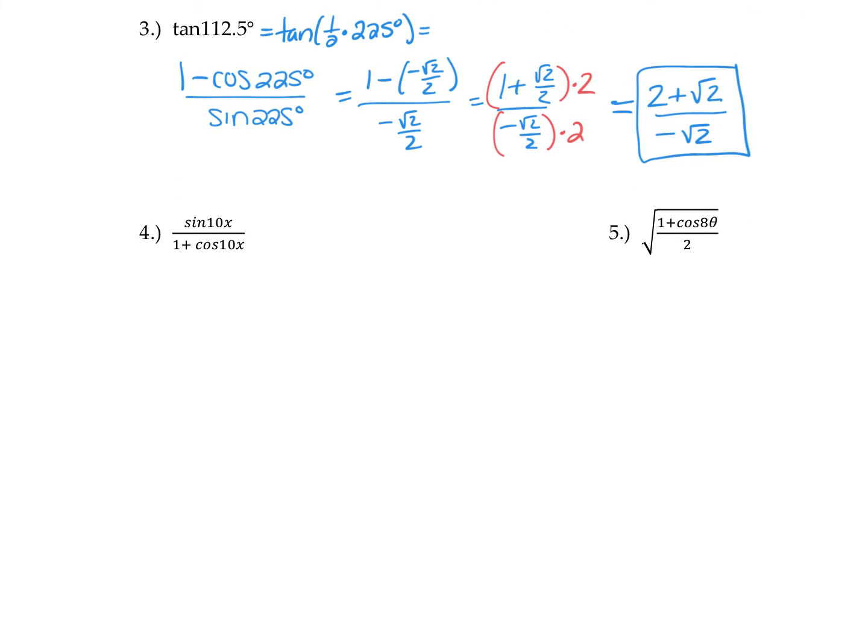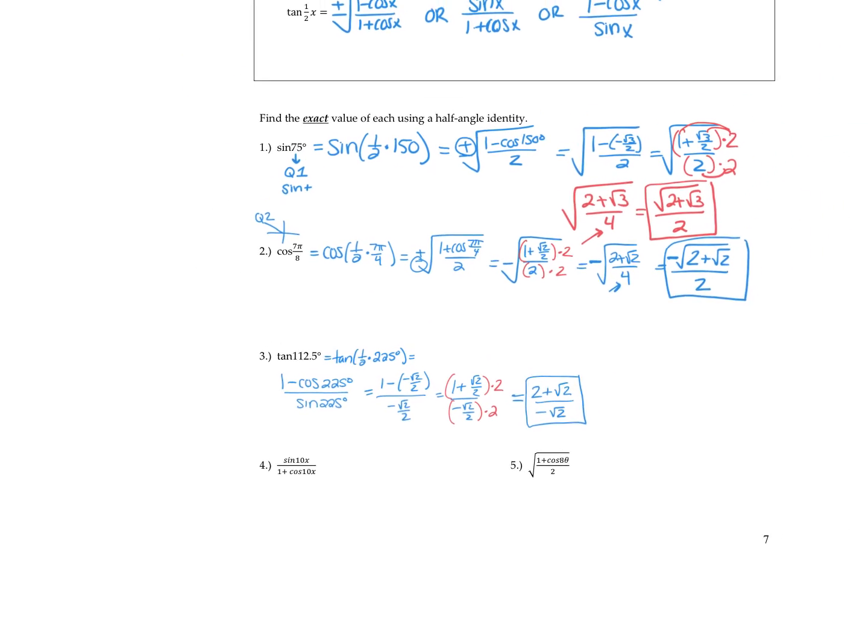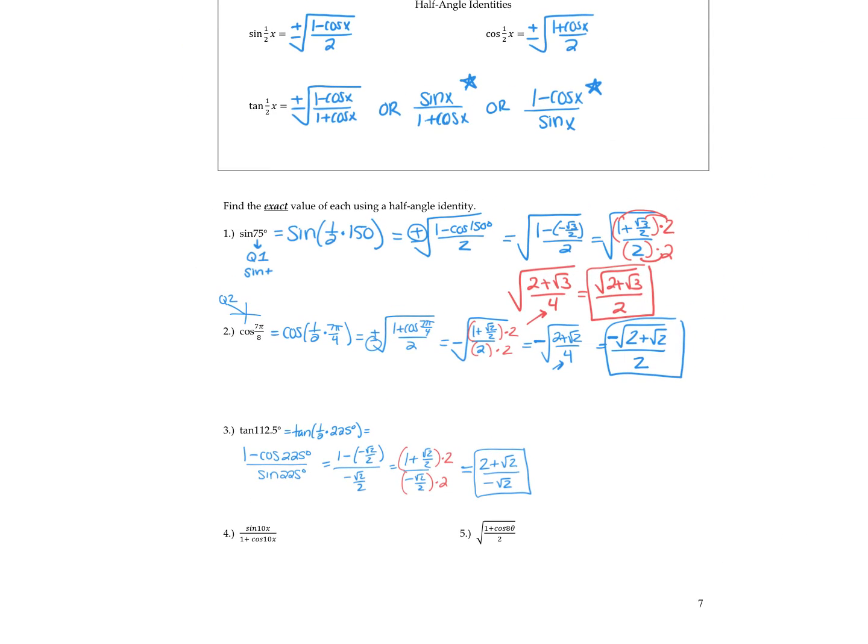Now in 4 and 5, we're going to compare these to our formulas at the top. So I'm going to zoom out a little bit. If you look at number 4, it looks a lot like this tangent half angle. And if you look at 5, it looks a lot like this cosine half angle.